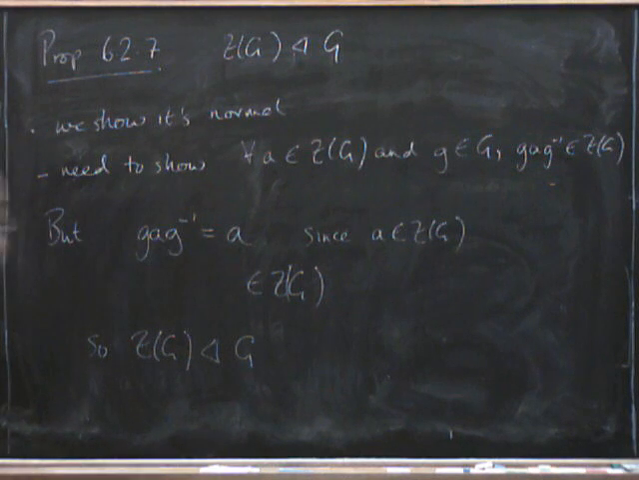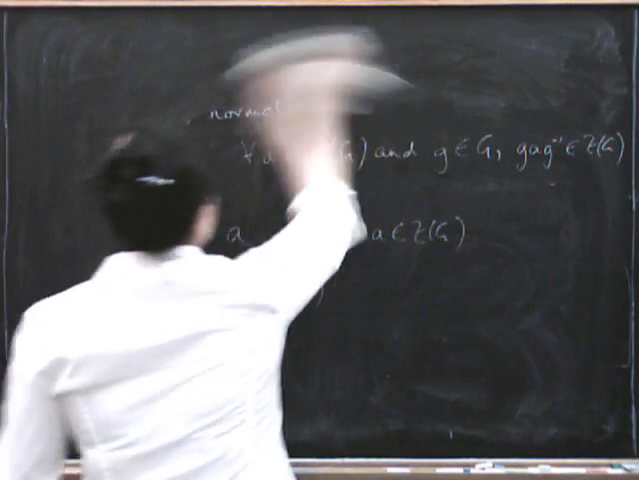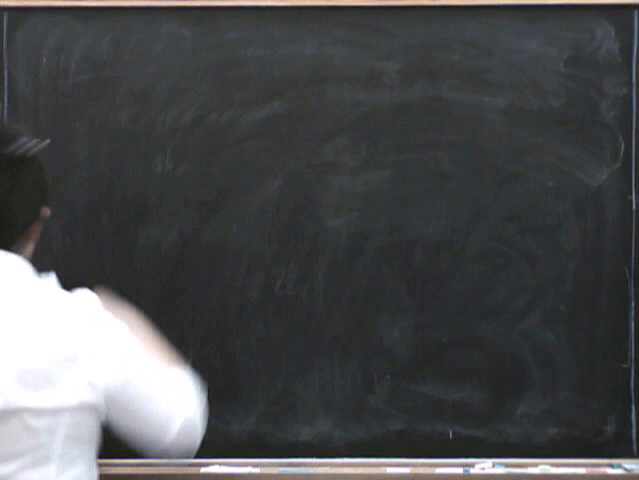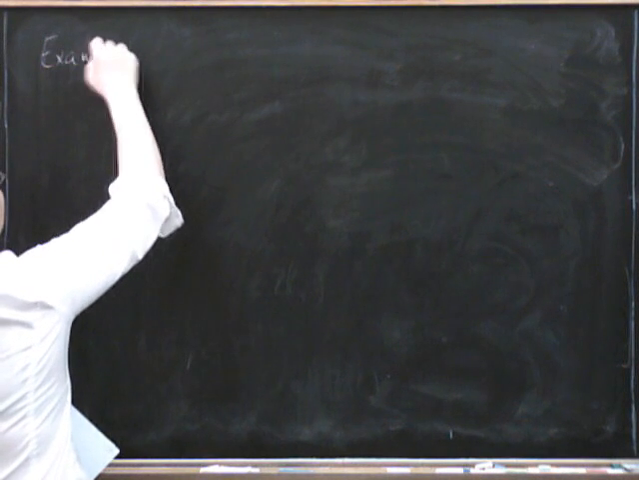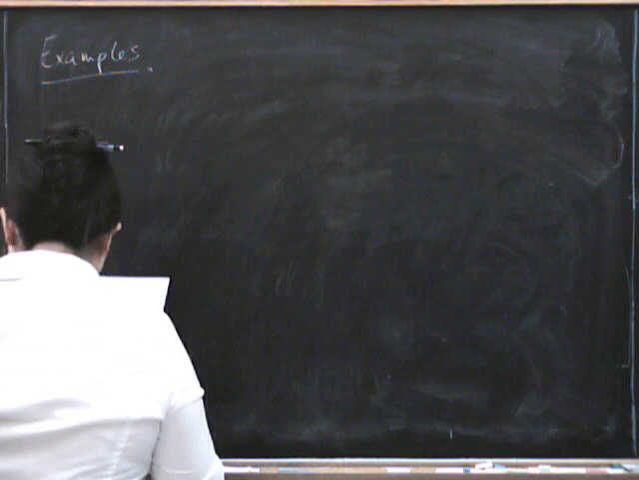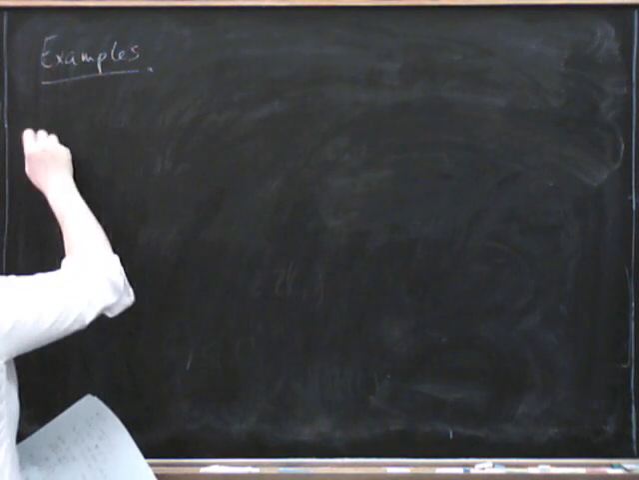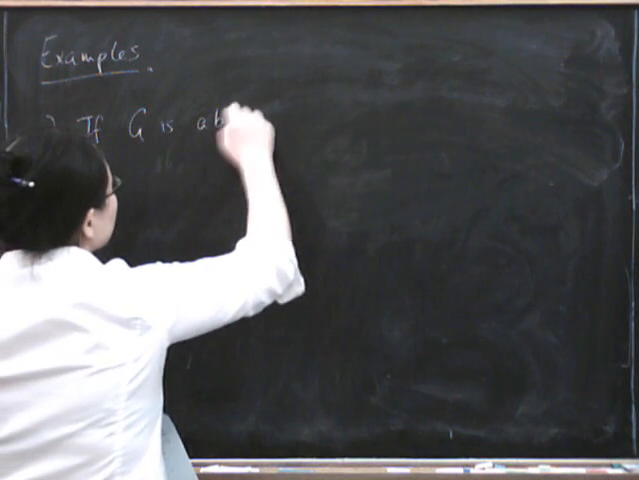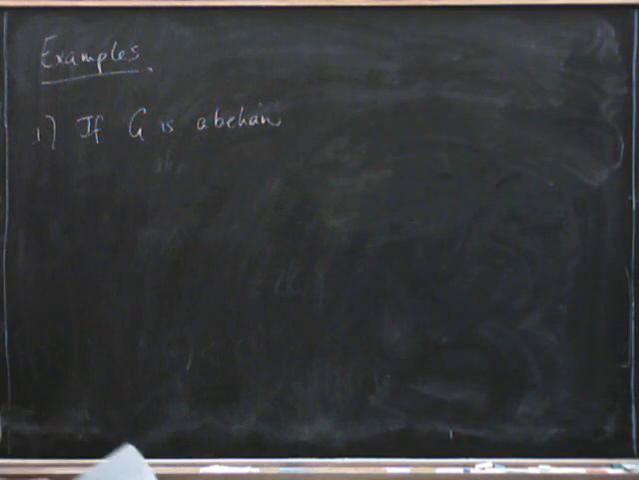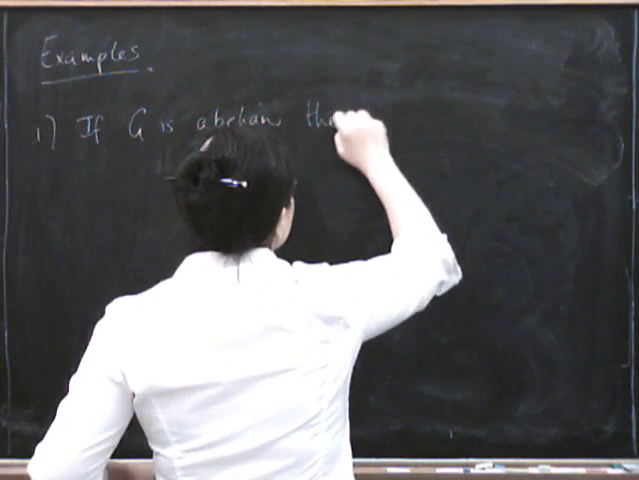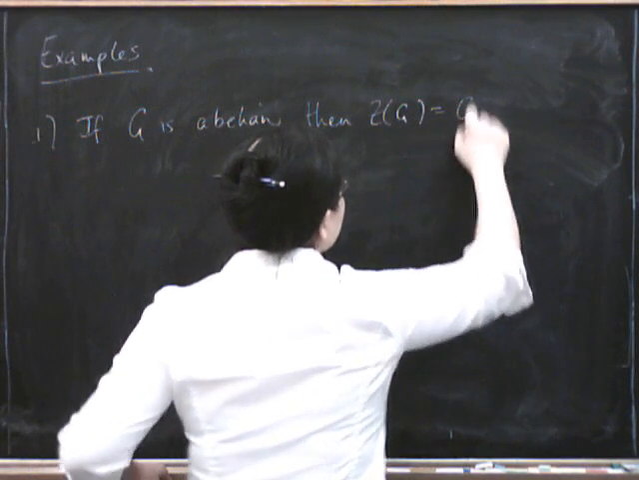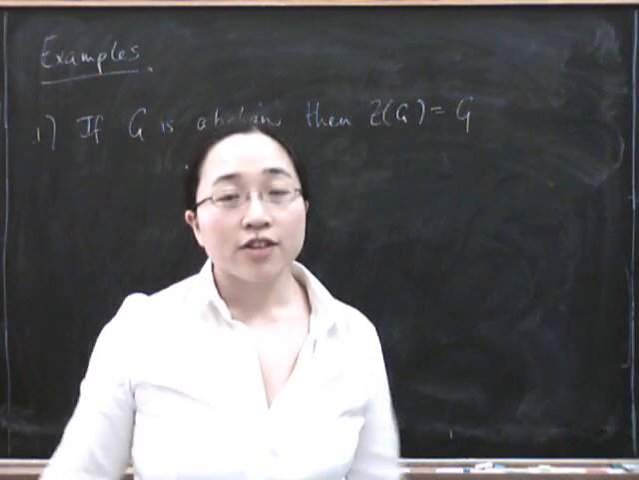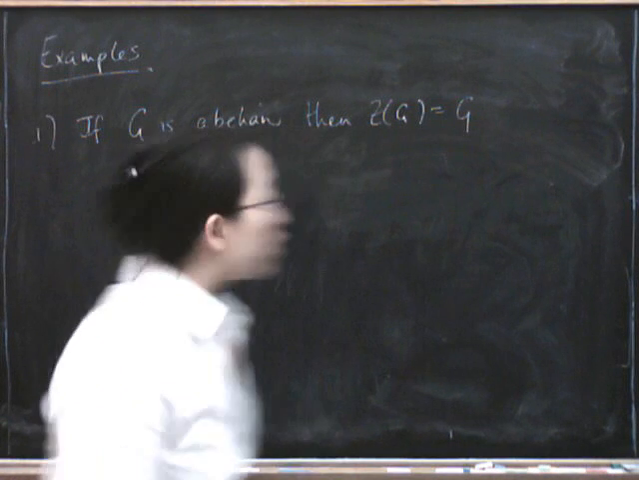So finally, I want to give some examples of centers. Examples of centers. First of all, one, if G is abelian, then the center is the entire group. Because the center is every element that commutes with everything. And in an abelian group, everything commutes with everything. So the center is the whole thing.